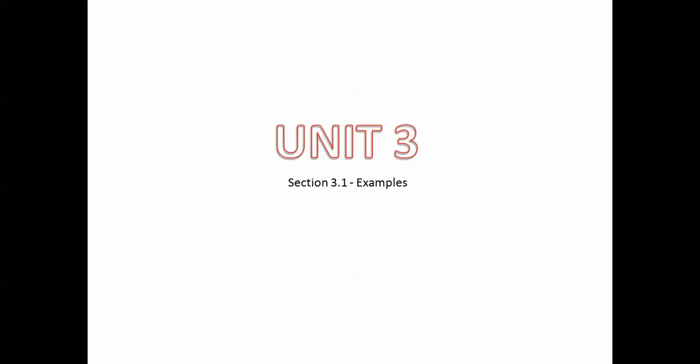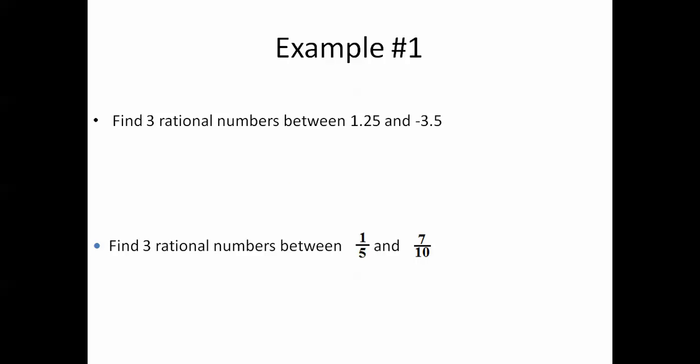Alright, so here are the Unit 3 examples for Section 3.1. So, example 1: find three rational numbers between 1.25 and negative 3.5. So first, write these numbers on the number line.